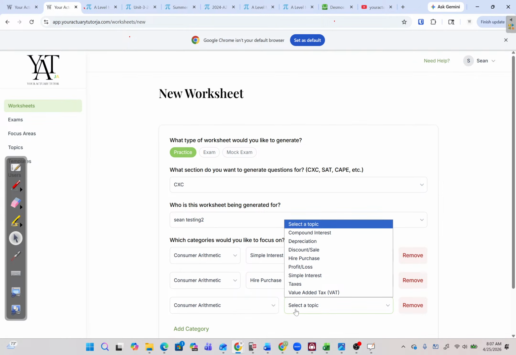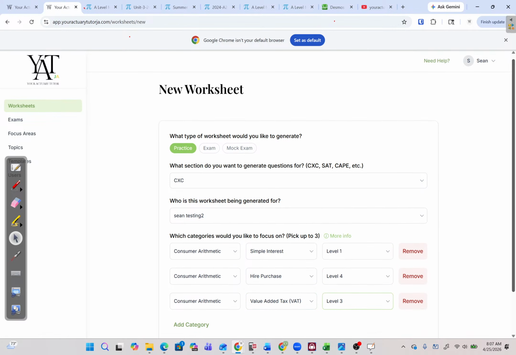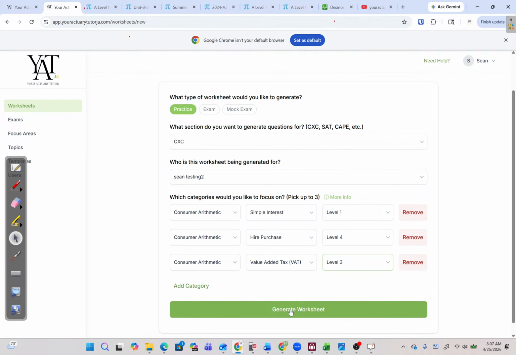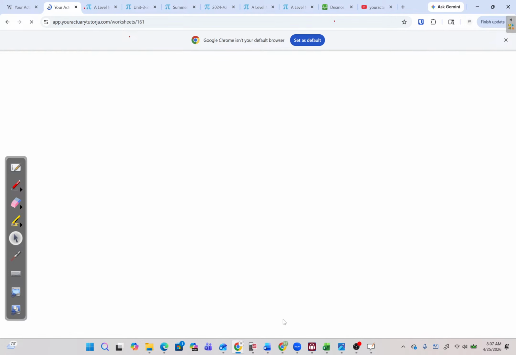Consumer arithmetic, so you have up to 3 topics you can choose in the platform and work on at any point in time. So I think what I'm going to do is value added tax. That sounds good? Yeah, let's do value added tax. We're going to do 2 rounds of it. Let's create a worksheet. Ready, set, go. Let's build that worksheet, and then we're going to see what the worksheet asks us to do, and then we can take it from there.